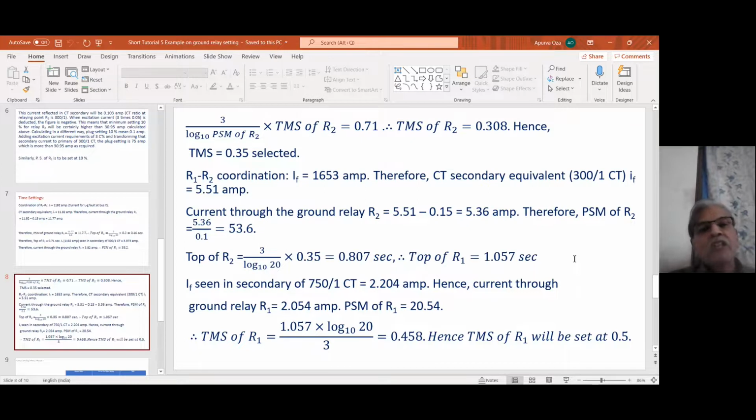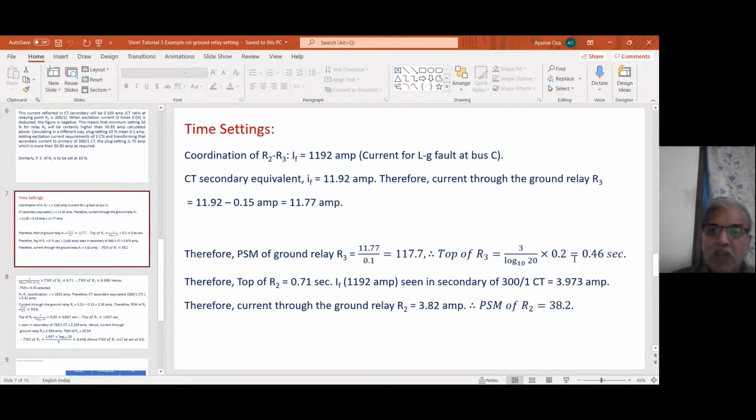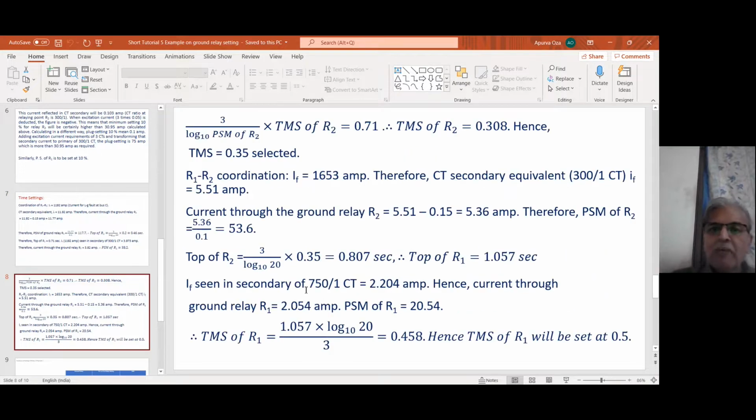Into TMS of R2, which is unknown, is equal to 0.71, because time of operation of R2 is already known to me, my friends. Time of operation of R2 I have already calculated, right? That is 0.46 plus 0.25, so 0.71 I know. Final time I know. So I can calculate TMS, which comes out to be 0.308, my dear friends. And I have to consider in steps of 0.05. So I go for the next step, 0.35.